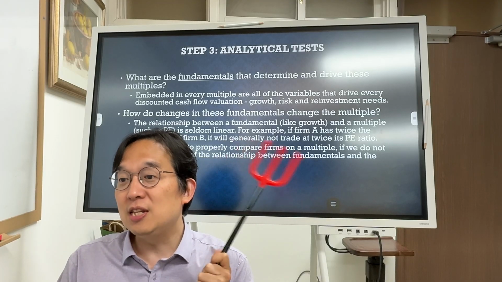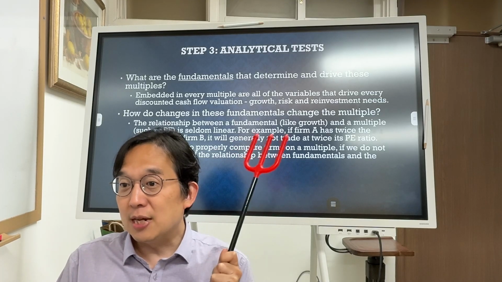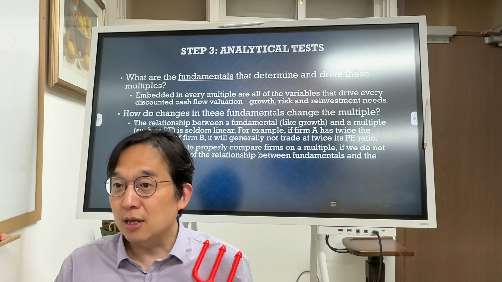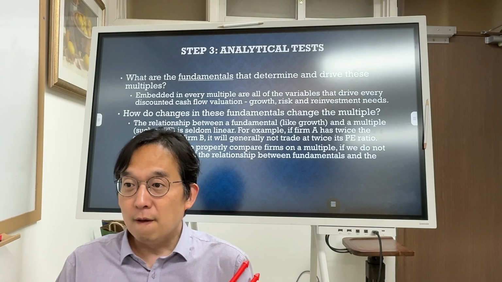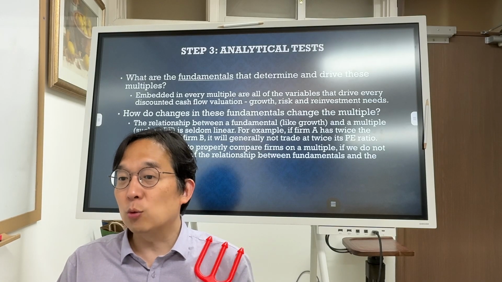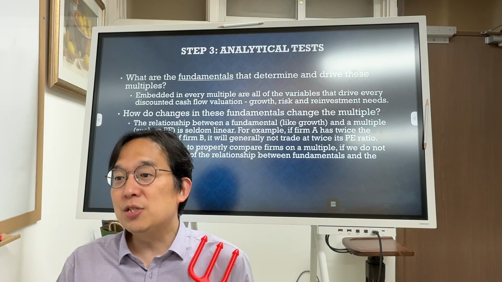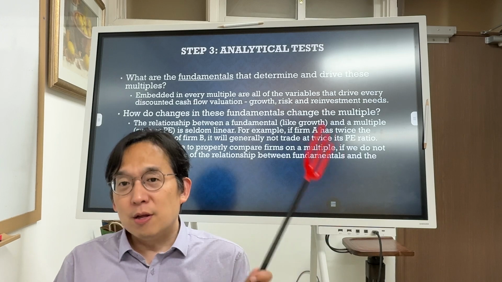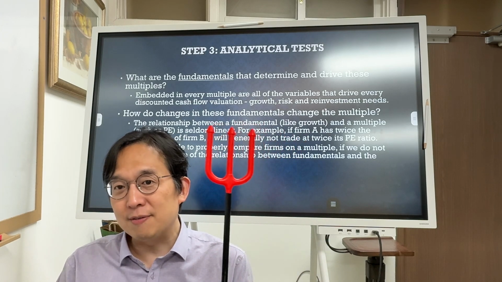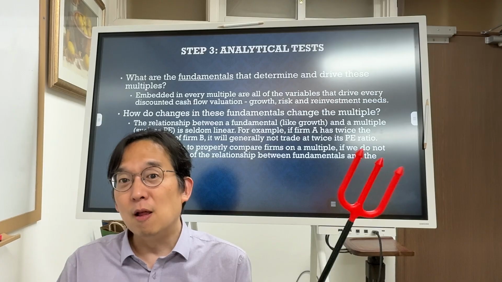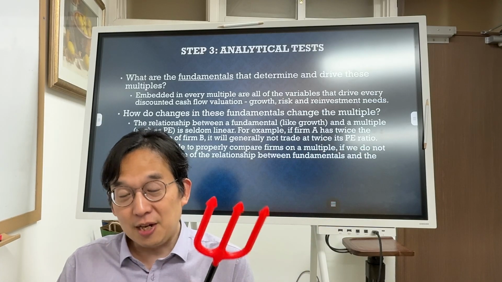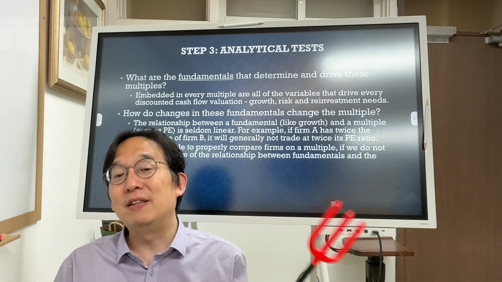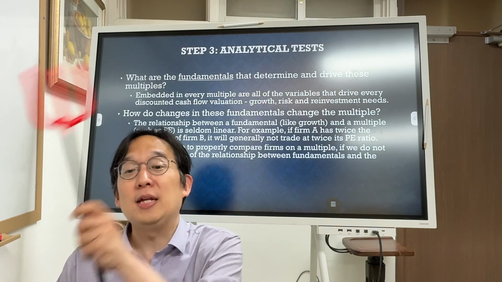And then, how do changes in these fundamentals change the multiple? The relationship between a fundamental, like growth, and the multiple is seldom linear. For example, if firm A has twice the growth rate of firm B, it will generally not trade at twice its PE ratio. Why? Remember the mathematical formula for the PE multiple. The growth rate goes into the denominator with a negative sign, okay? And that is not a linear relationship with the PE multiple.